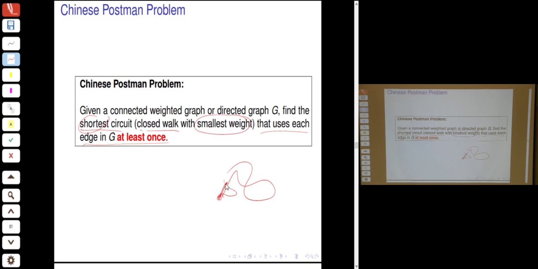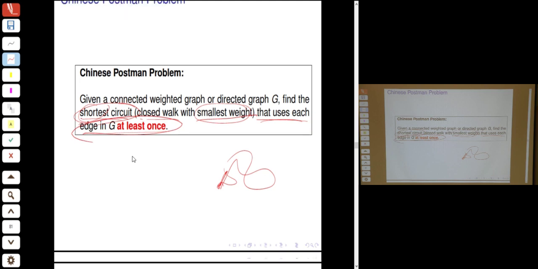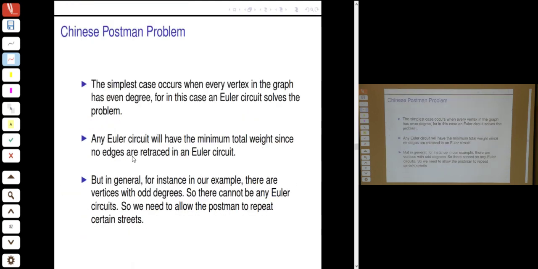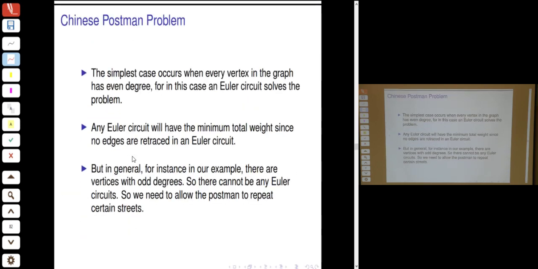So, for each edge there is a weight. If you take a walk starting and ending at the same vertex, you can sum up the weights of the edges you have traversed on your walk, and this gives you the weight of the walk. You want the walk with the smallest weight, starting and ending at the same point, that uses every edge at least once. So, it is exactly the intuition of the postman.